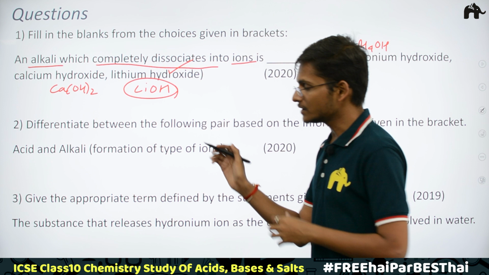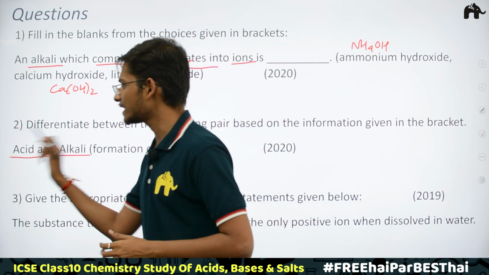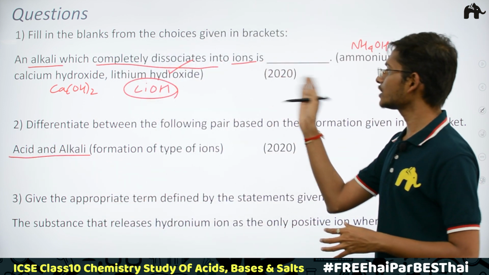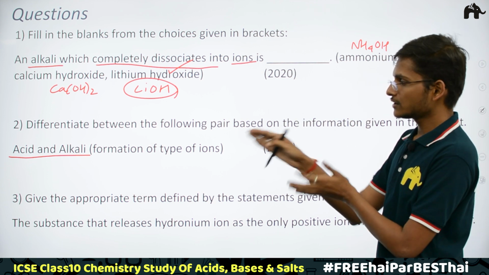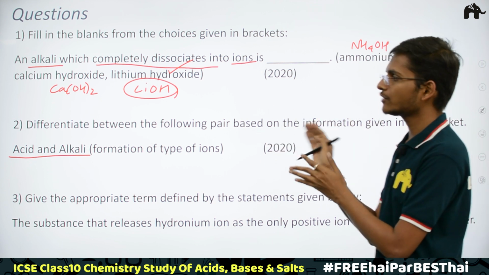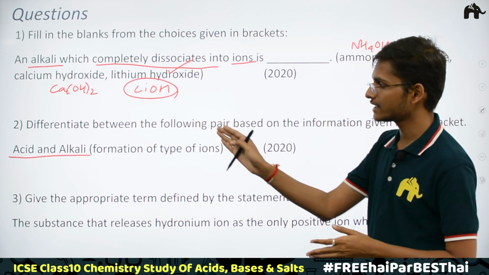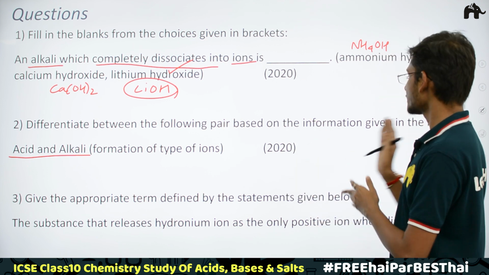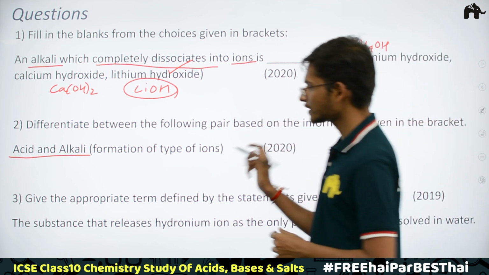Next, differentiate between the following pair based on the information given in the bracket. First, which pair is given? Acid and alkali. Now the previous question was asked in your exam in 2020, and this question is also asked in your exam in 2020. So we have to differentiate between the acid and alkali pair based on the information given in the bracket. Information is formation of type of ions.